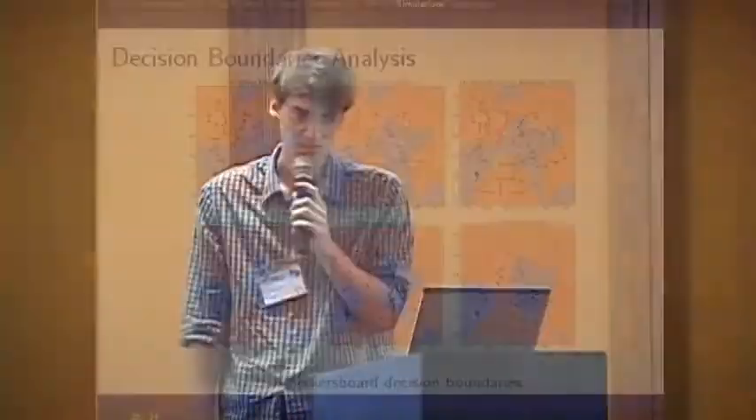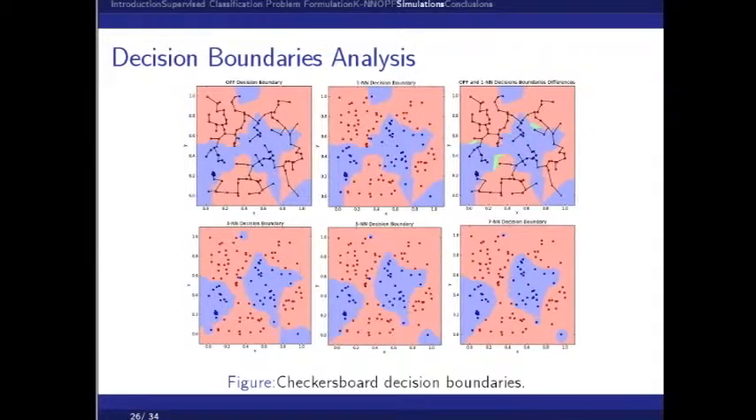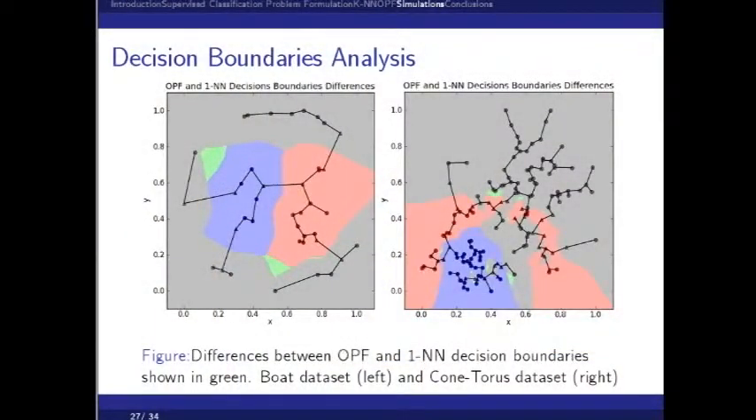Let's see the decision boundaries that these classifiers achieve. Here we have the OPF decision boundary with the minimum spanning tree shown as black edges. Here is the 1 nearest neighbor decision boundary. Here is their difference. We can see that OPF and 1 nearest neighbor decisions are very similar, while 3 nearest neighbors, 5 nearest neighbors, and 7 nearest neighbors have completely different decision boundaries.